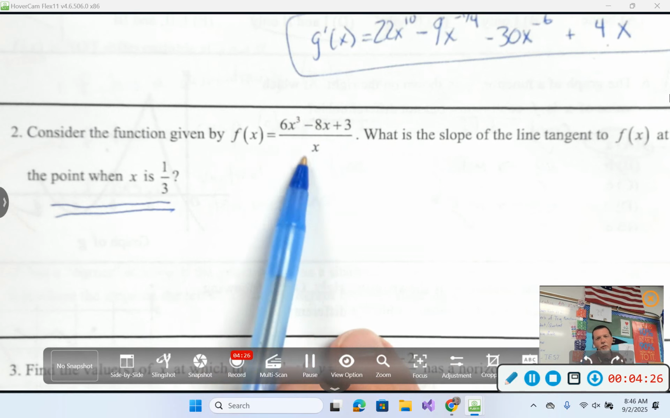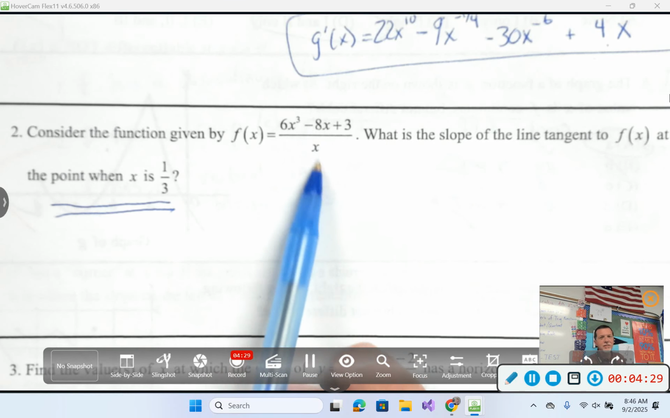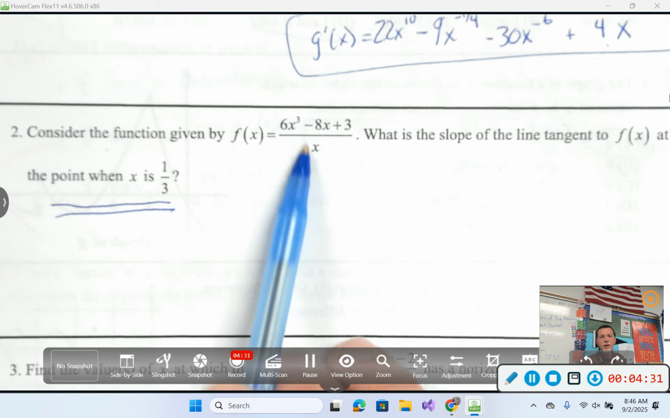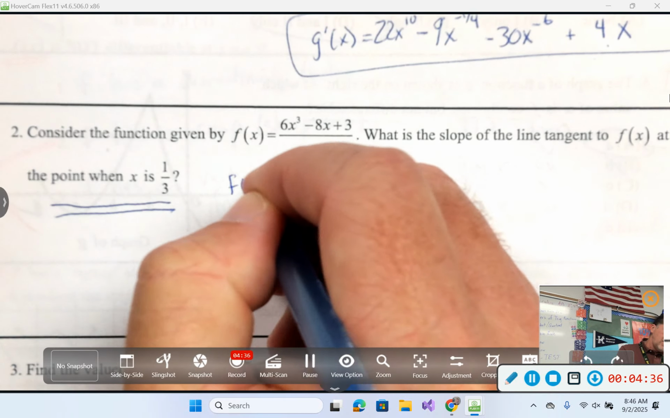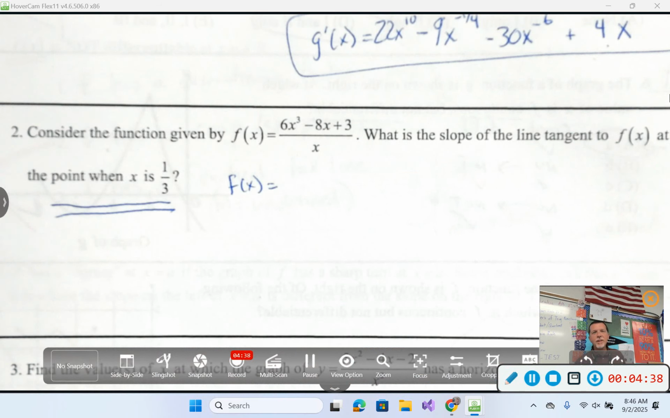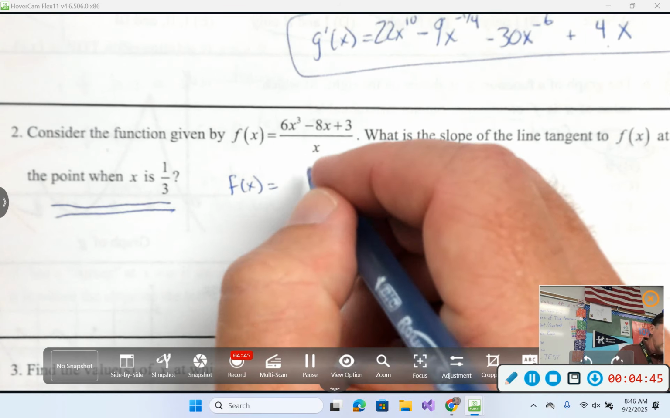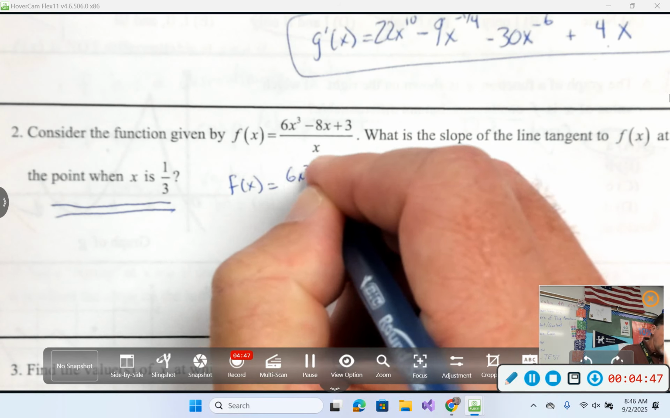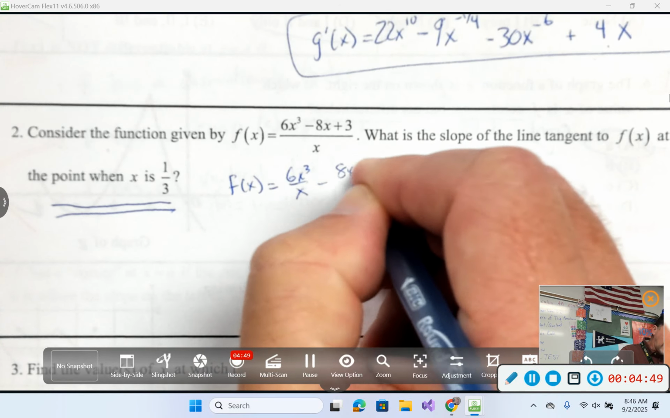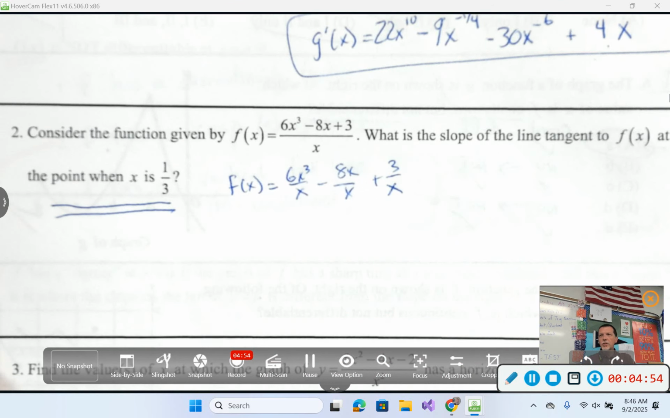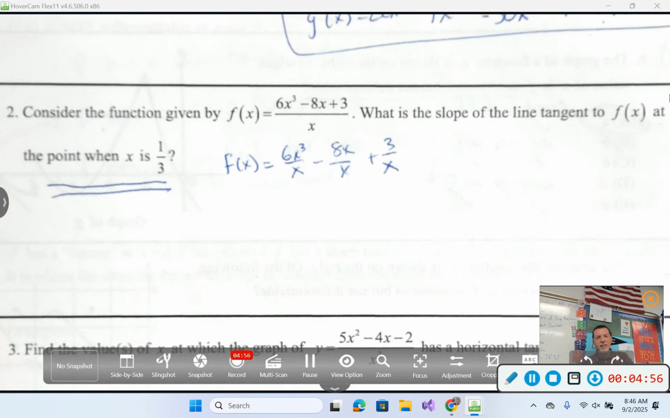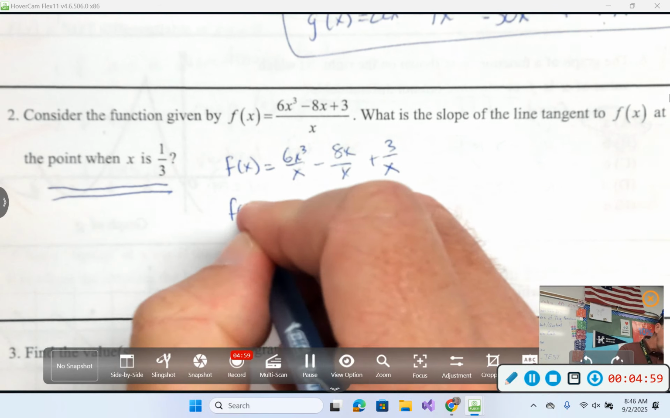But there's no short form yet anyway for quotients. So what do I need to do first on this? How do I fix that? What's my algebra fix? You split it up so that you can run this 6x cubed over x minus 8x over x plus 3 over x. Oh, I like it. That's being extra. I don't know that most people would show that step, but yes, that's definitely what we do.